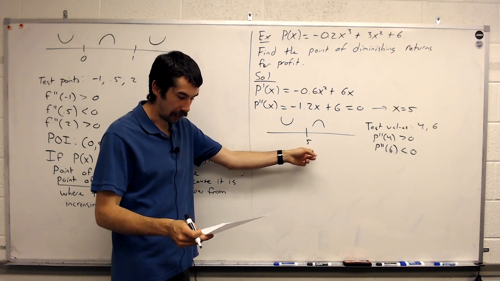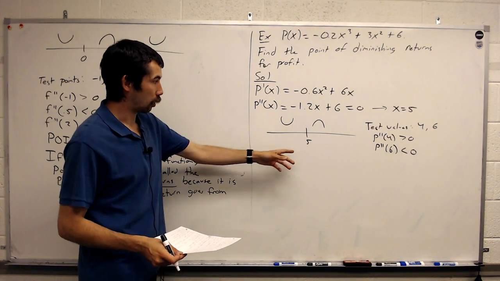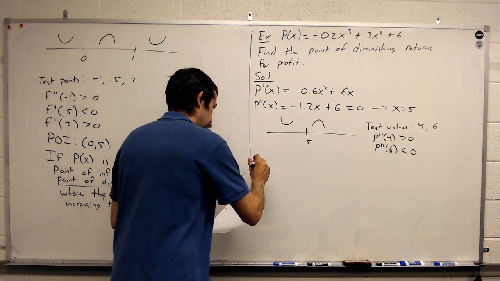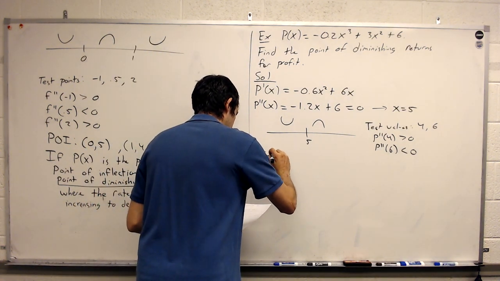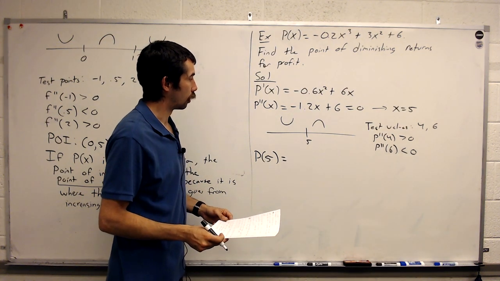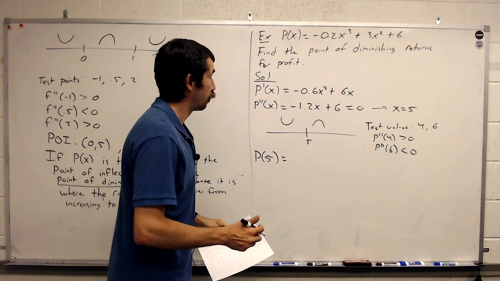How do we get the y value? Well, we get the y value by just subbing it into our original equation. All right, so subbing in 5 for x, we get a value of 56.